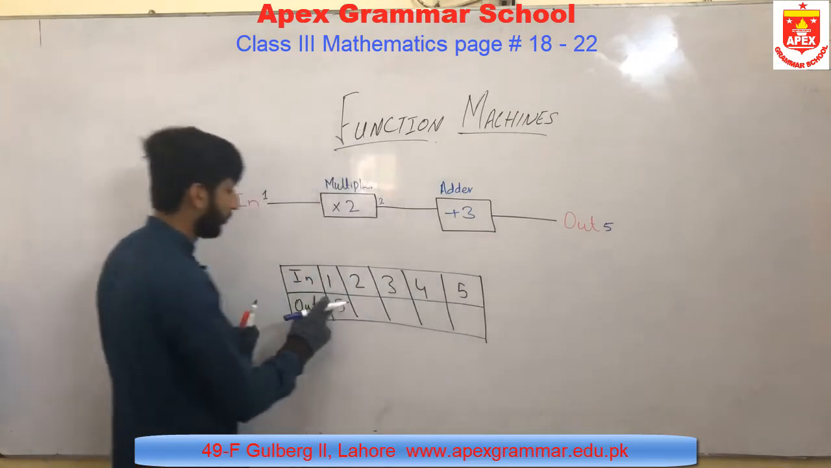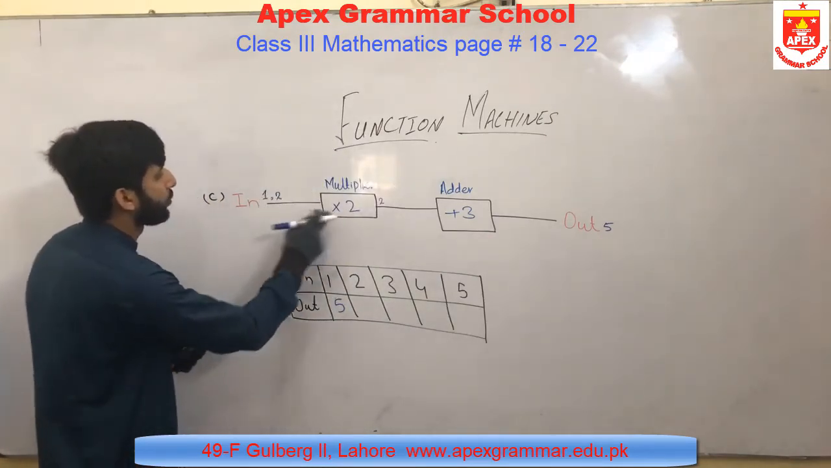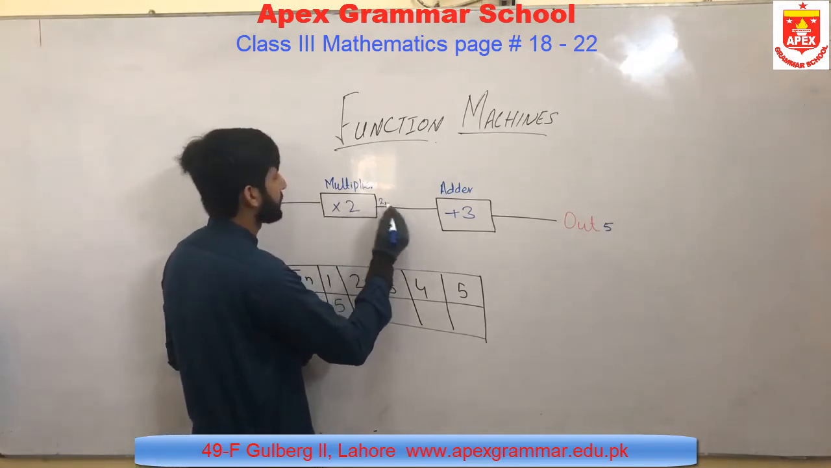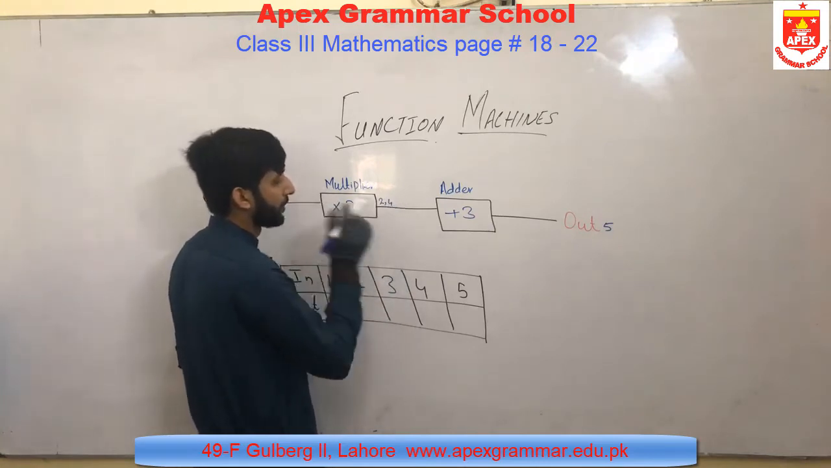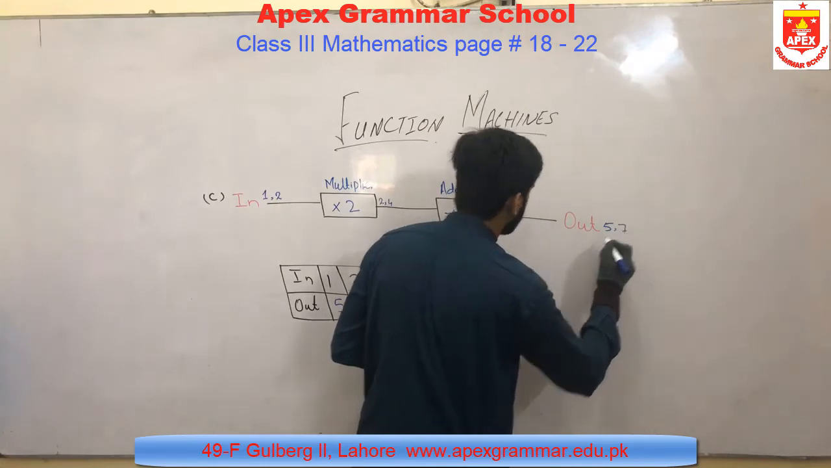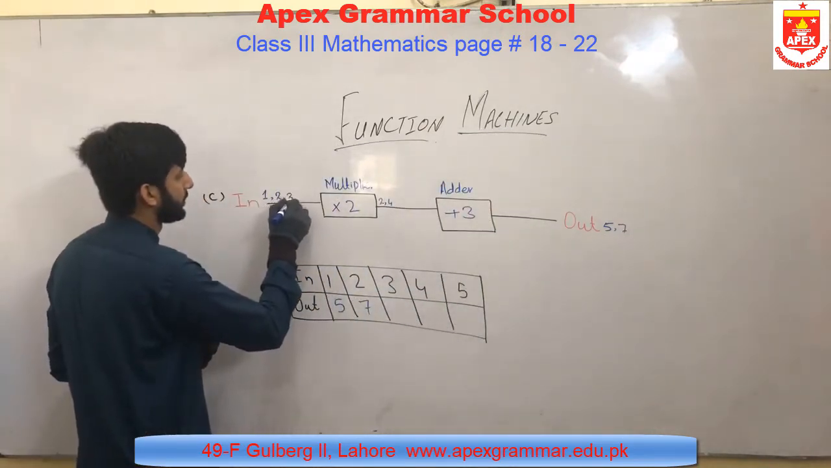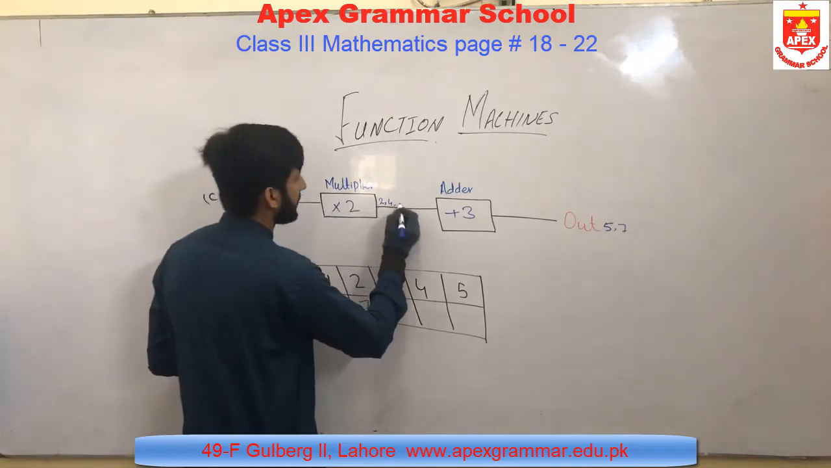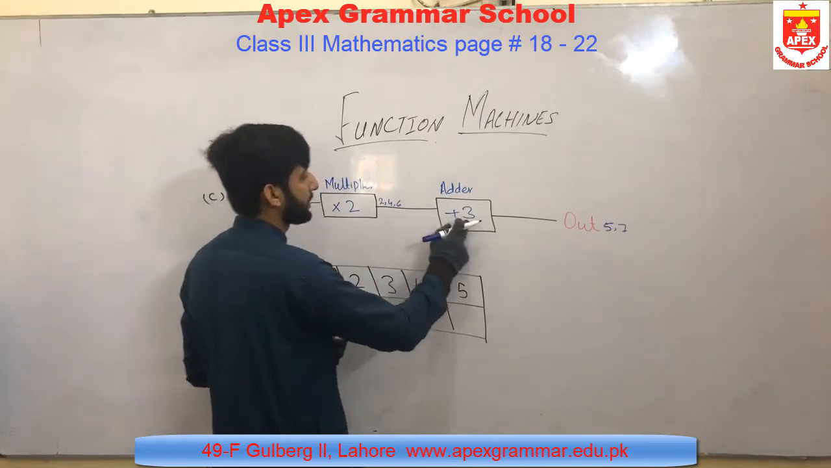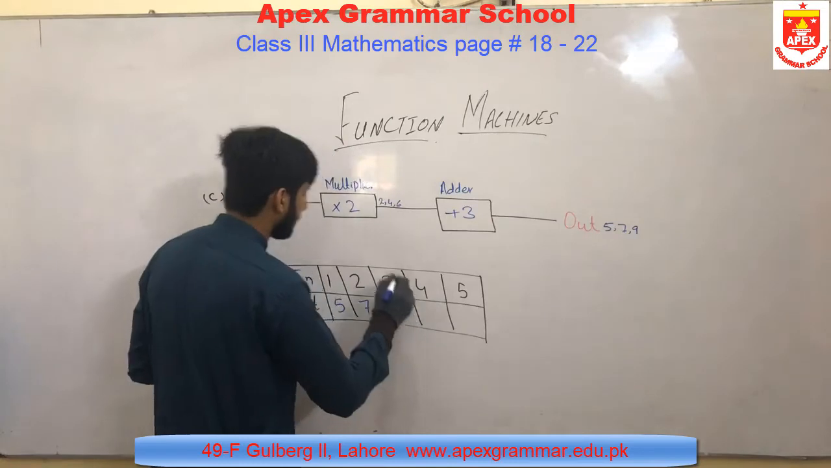Second number is 2. When 2 will enter this box, 2 twos are 4, after the first operation the number will be 4. 4 will enter the adder, 4 plus 3, 7. So the next number against number 2 is 7. Then 3. 3 twos are 6. After multiplying, it becomes 6. 6 will add in the addition box. 6 plus 3, 9. The third output is 9 against the number 3.